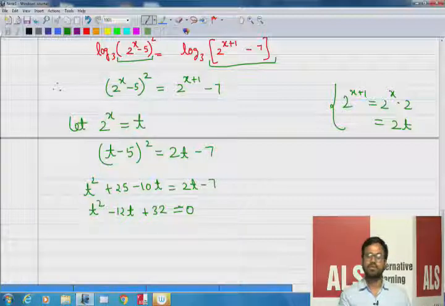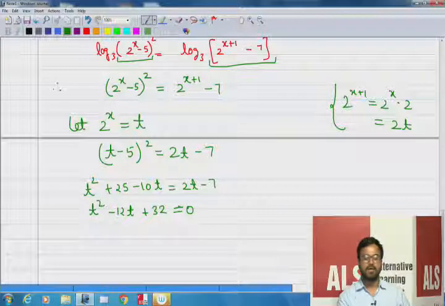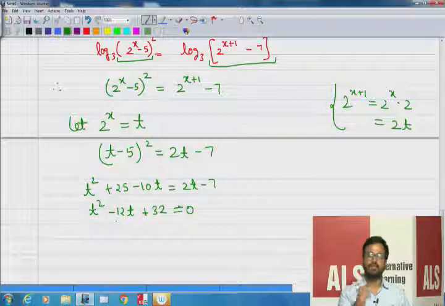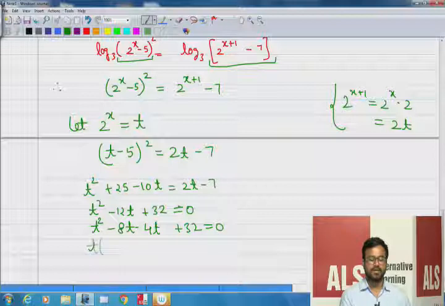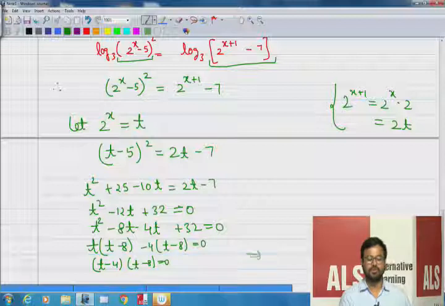Now what you can do, you can simplify this equation, and this can be solved by middle term splitting. We can split this minus 12 into two parts, minus 4 and minus 8, because the product of those two numbers is 32. So you can write it like this: t square minus 8t minus 4t plus 32 is equal to 0, taking t common. So t into t minus 8 minus 4 into t minus 8 is equal to 0. So t minus 4 times t minus 8 is equal to 0. It implies t is equal to 4 or 8. These are the values for t.